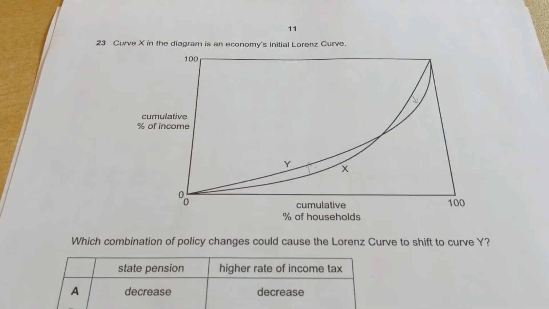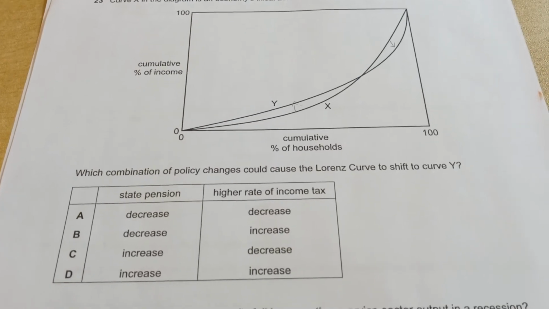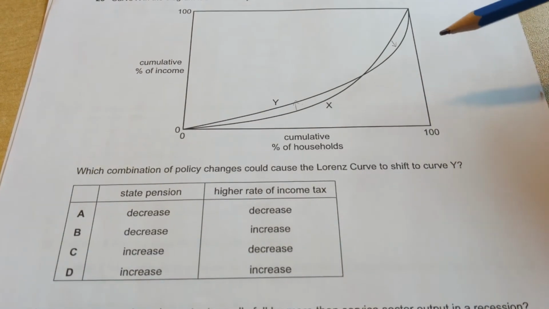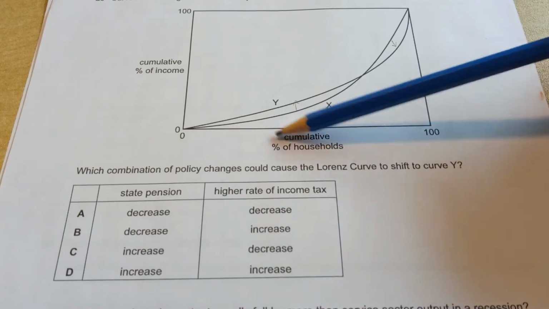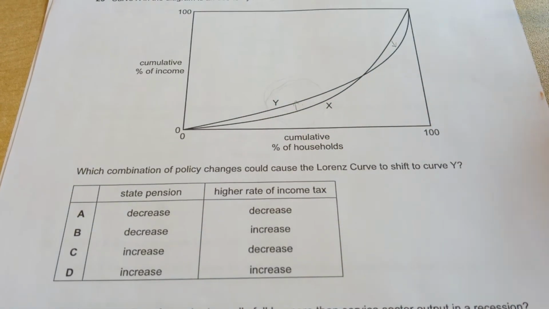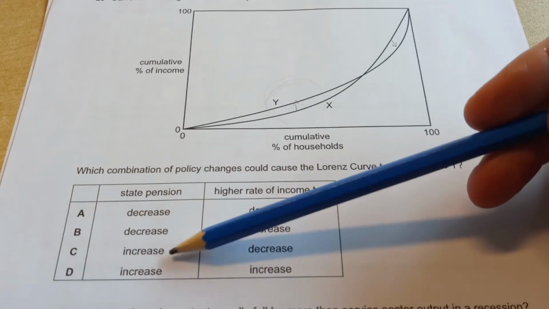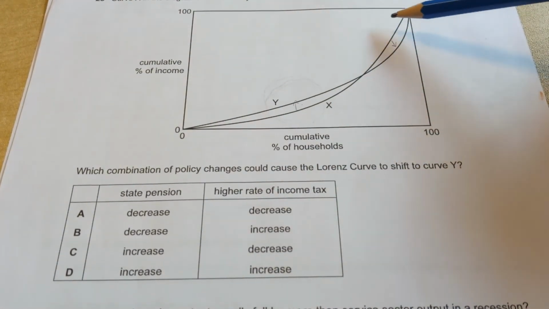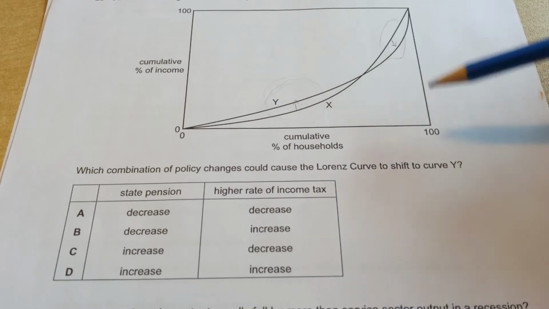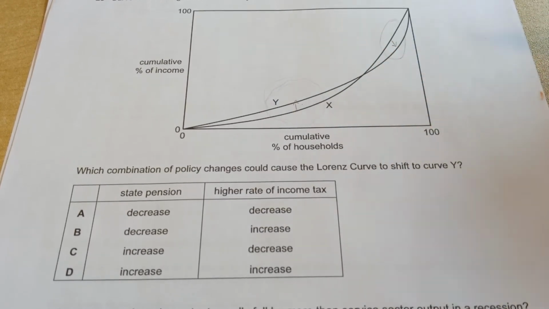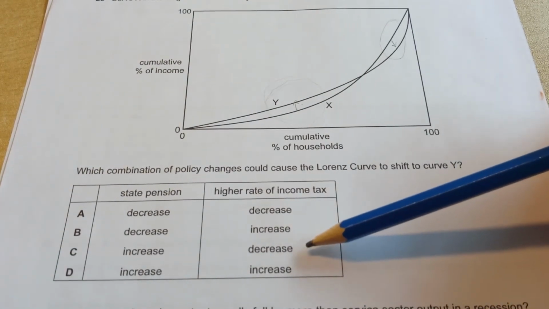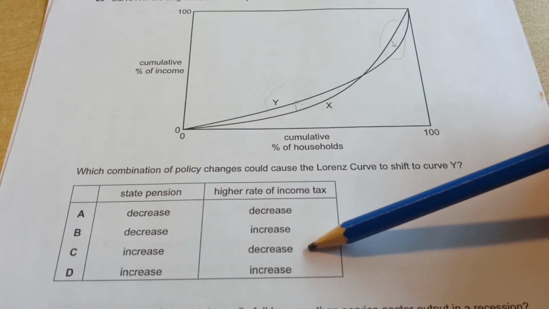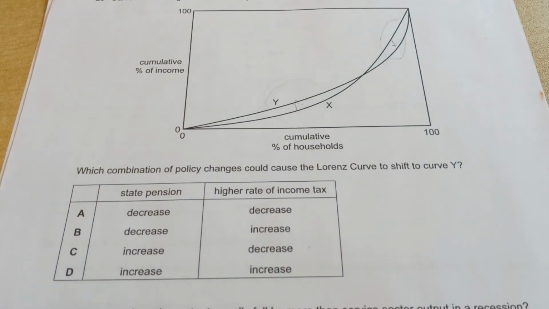Well, let's zoom out and pick up some of the potential answers here. Which combination of policy changes could cause the Lorenz curve to shift to Y? Well, state pension. For this area here, yes, we are likely to be focusing on an increase in the state pension. What about this area? What is making these people at the higher end of the income scale better off? Well, of course, it would be a decrease in the higher rate of income tax. So we could see that the answer will be C.